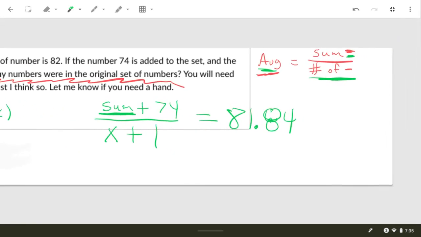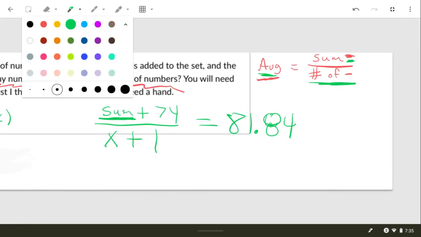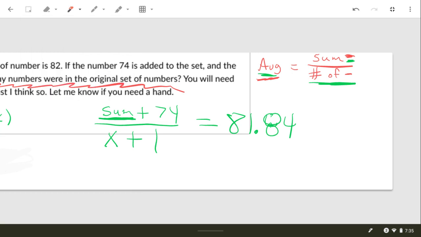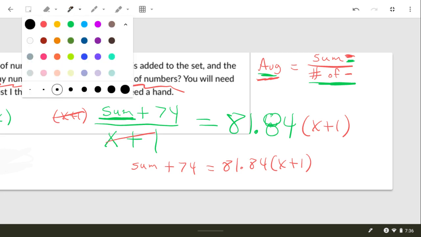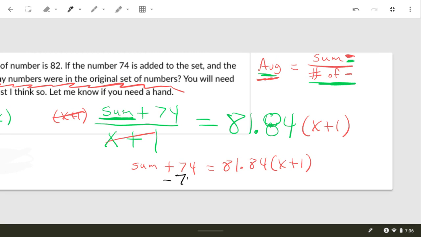I'm going to go over here, and I'm going to solve for the sum over here. So to do that, I'm going to clear the denominator out. So multiply by x plus 1, that way that can cancel with that one. And that's going to leave me with sum plus 74 is equal to this expression, 81.84 times (x plus 1). All right, and then I'm going to move this 74 over, so minus 74.